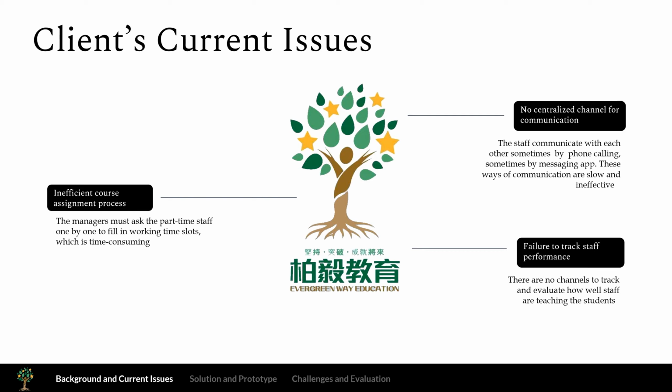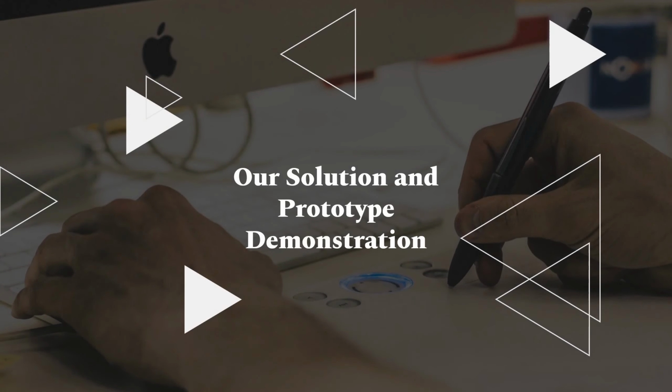Finally, the client cannot track and evaluate the performance of the staff. For example, a common method of staff evaluation is to examine their students' performances over time and whether there are any significantly positive changes in their marks after the tutoring. However, our client does not currently possess these capabilities. Now, I'll pass on the time to Maze, who will talk more about the objectives and specifications.